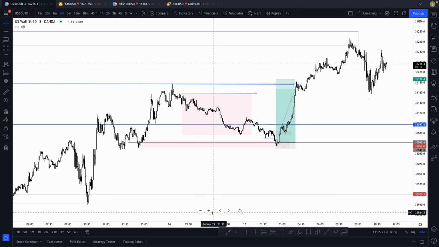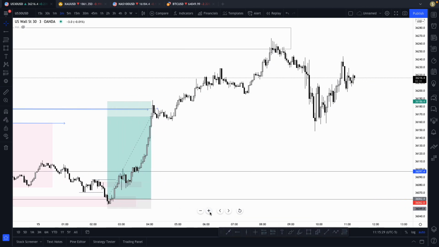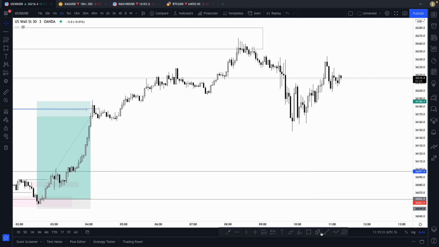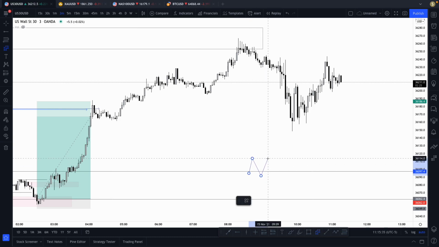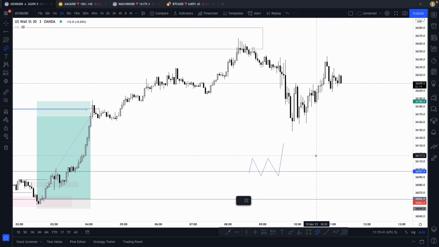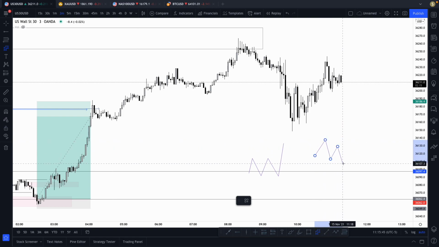Nothing complicated. So liquidity is not only when you have the equal highs, equal lows, whatever, like this. Then this is liquidity only. No, liquidity is more. You're gonna see sometimes you're gonna have market doing something like this.